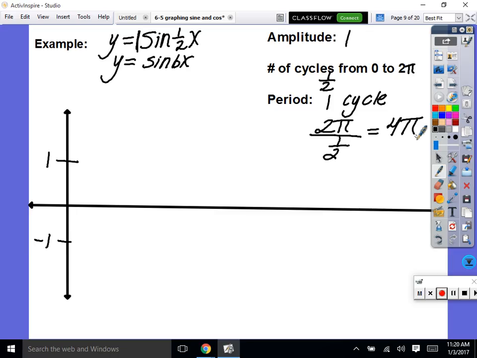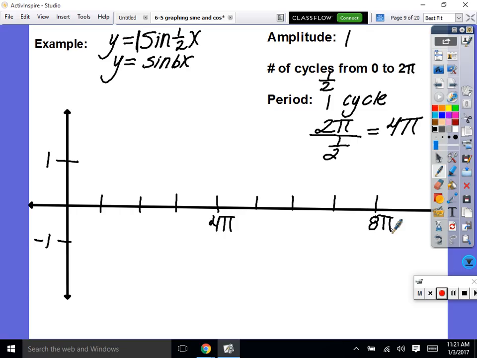Now we need to draw in 2 full cycles. So let's just do our tick marks for the first cycle. 1, 2, 3, 4. Because remember, we're graphing over 4 quadrants. So the length of one full cycle was 4 pi. Is everybody understanding? Now we're going to need to go another full cycle. So let's go an additional 1, 2, 3, 4. So what will that put us at? 8 pi.